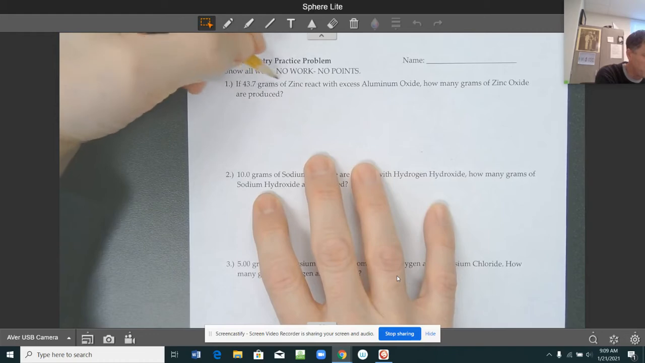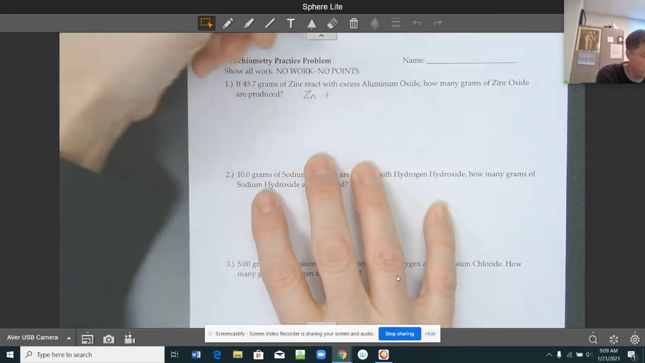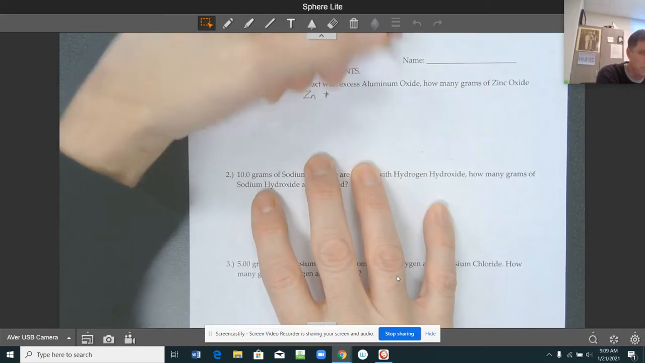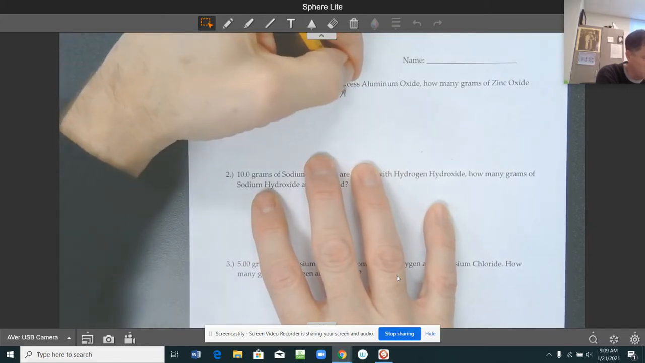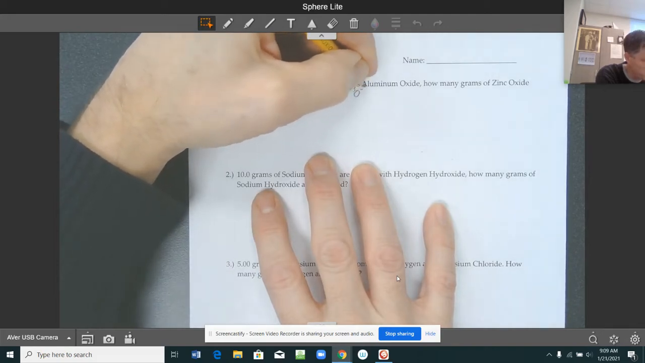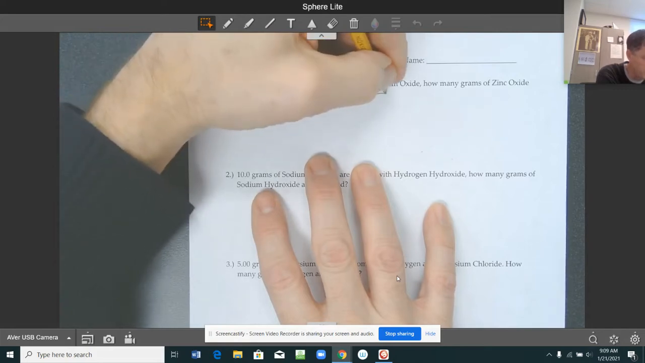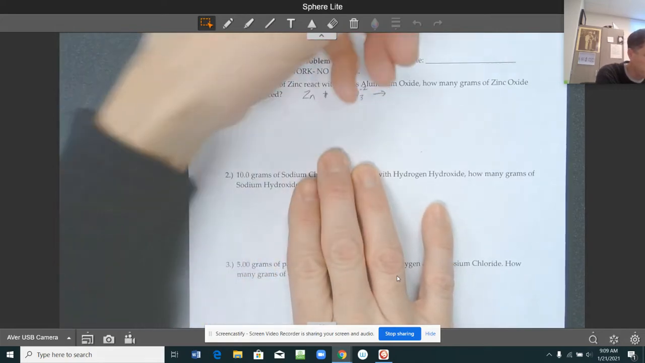So you go through, okay, grams of zinc react plus aluminum oxide. Excess just means that you got as much as you possibly could use, and that'll come in when we start doing limiting reactants. Okay, plus 3, oxygen minus 2. With ionic compounds, we learned the trick of crossing down. Can't reduce, so we're good to go.